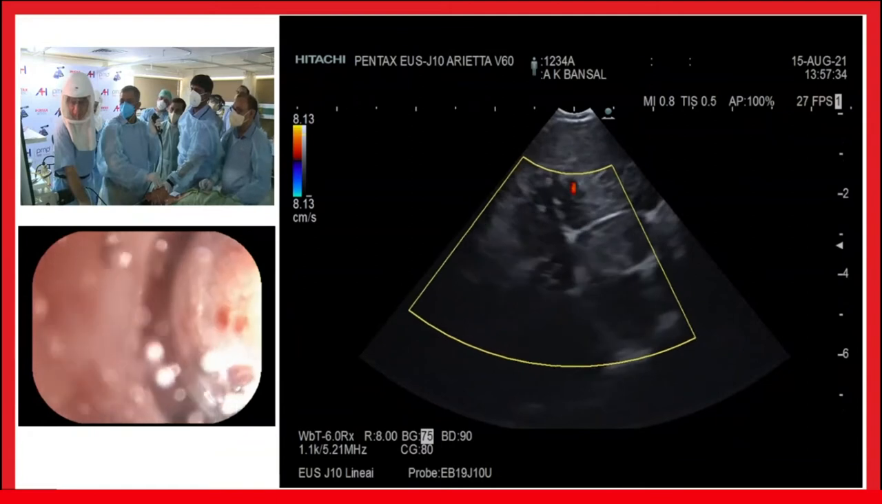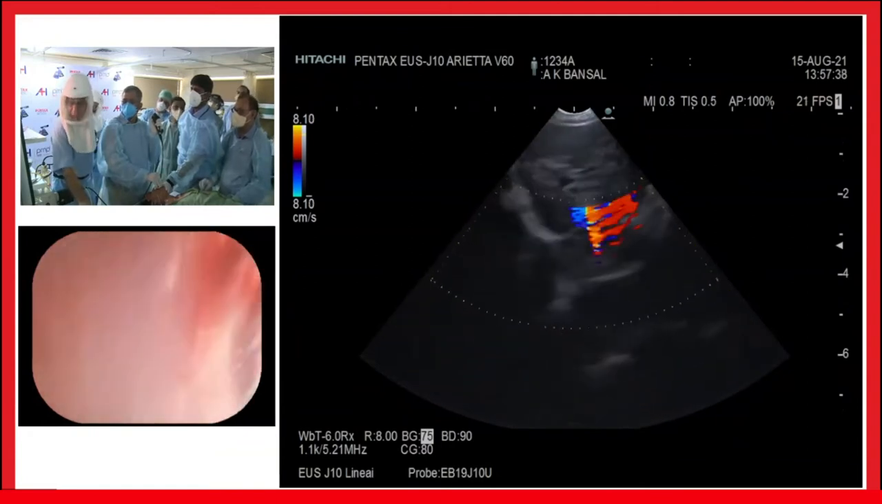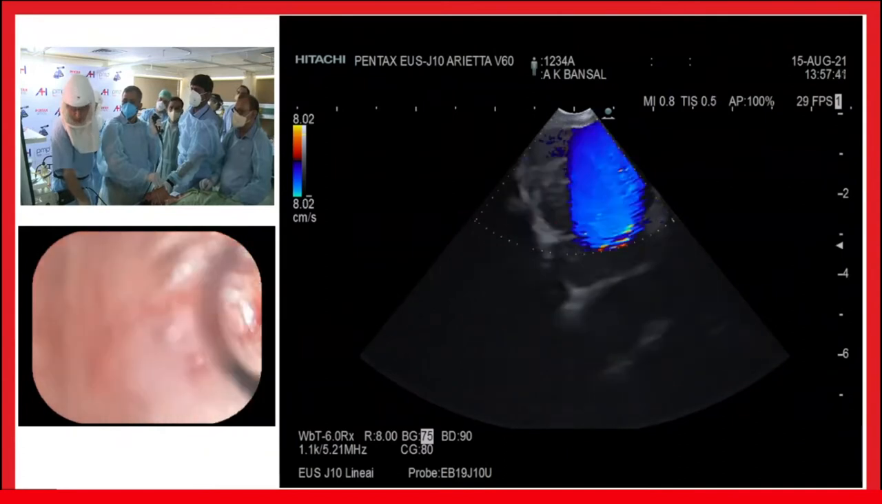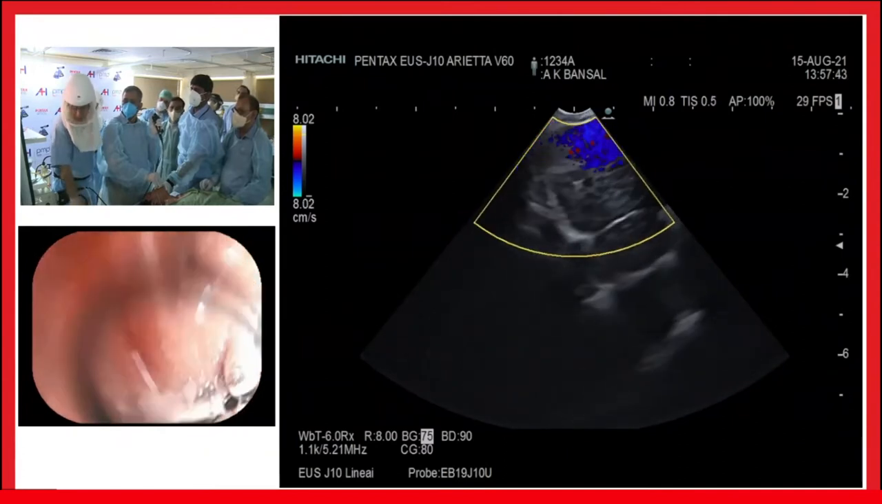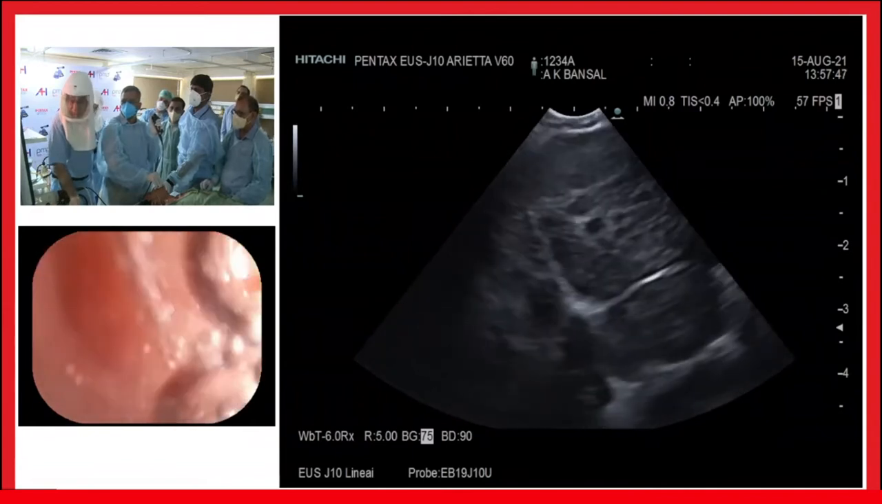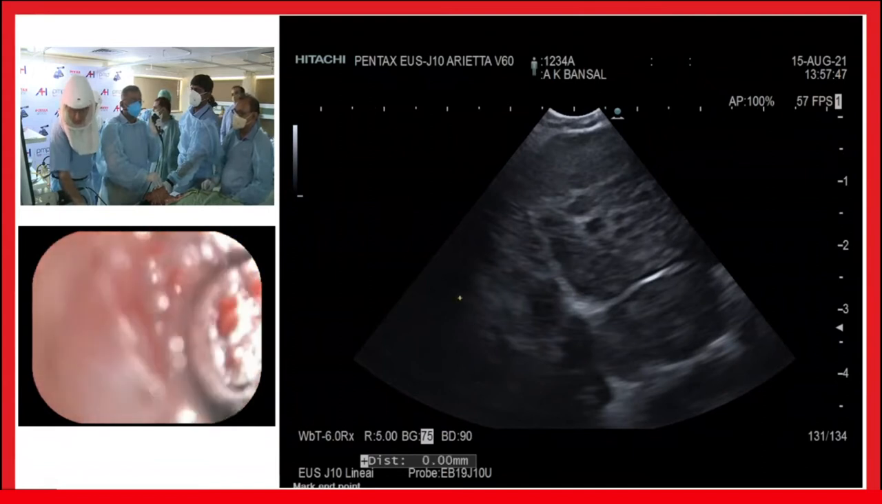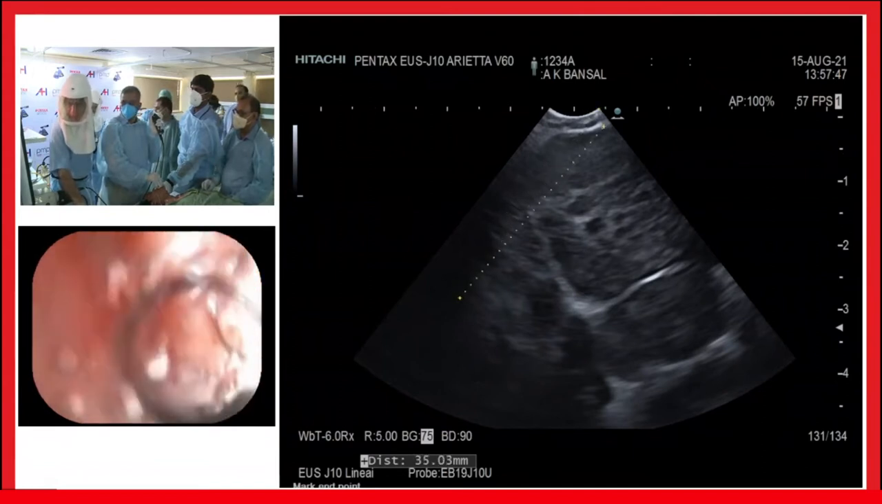First, you need to freeze the image, or sometimes you can even do it live. The first is size, the second one is shape, either it's round or oval. The third one is the homogeneity. You can see that the lymph node is heterogeneous, it's not homogeneous. There's something called a central hilar structure and coagulation necrosis sign, which is also described.